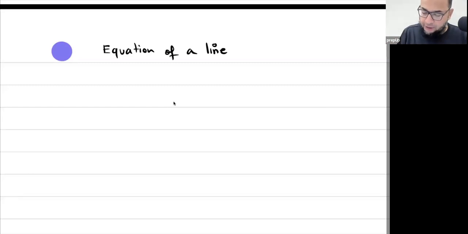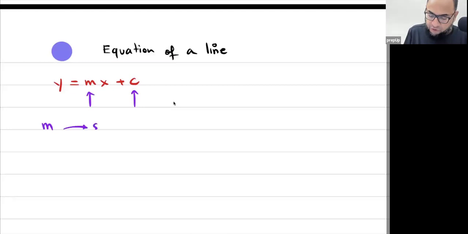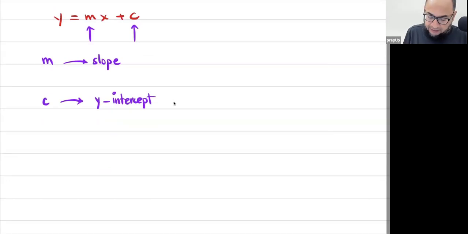Now, equation of a line, there are two formats. The first format, y is equal to mx plus c, which you have done in ordinary level maths or IGCSE. This format has a slope and a y-intercept. So m stands for slope, c stands for y-intercept, and therefore we have this. This is called the slope-intercept form or format.